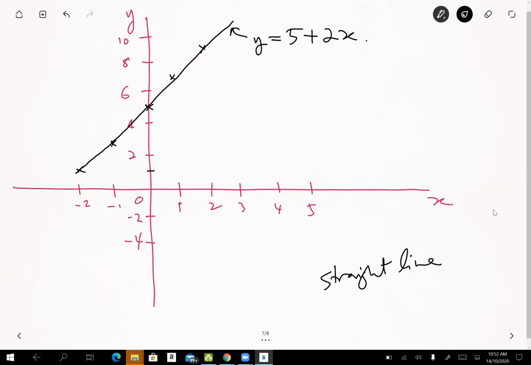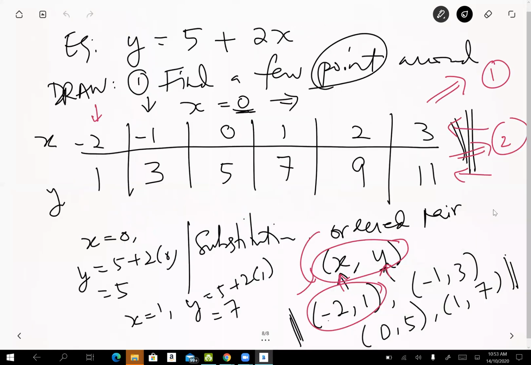Okay, you get some points or some values of x around x equal to 0, and then you find the corresponding value of y. And of course, it may not necessarily be 1, 2, 3. It can be 2, 4, or it can be 5, 10. All right, as long as it is around 0, so that we can draw the graph from the origin. Okay. Any question about this? Any comment? Okay, that's one way.